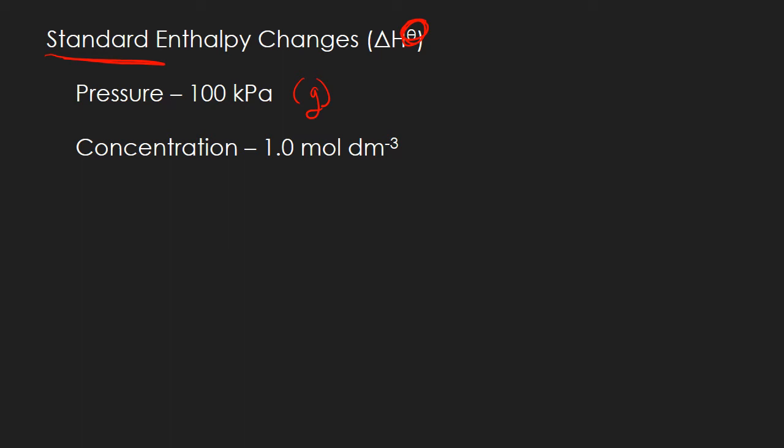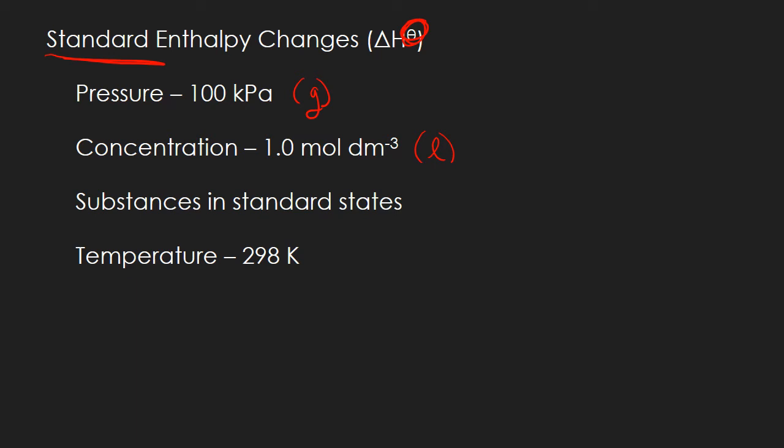If we're working with a solution, the concentration is 1.0 moles per decimeter cubed. And so all solutions have that concentration. The substances need to be in their standard state. So gas, liquid, or solid, you either just know it, it will be given to you, or you can actually find it in your reference sections within your data booklet. And the temperature is going to be at 298 Kelvin. We will always work with Kelvin within energetics. It is the absolute scale, and we'll discuss why in a later video.